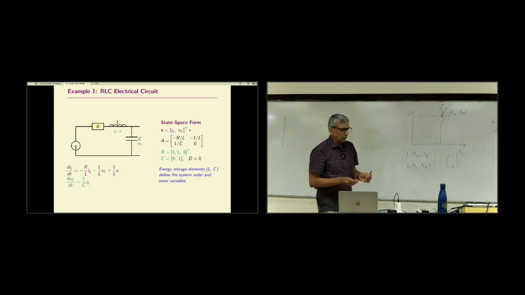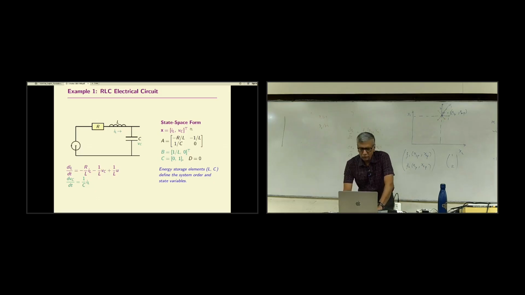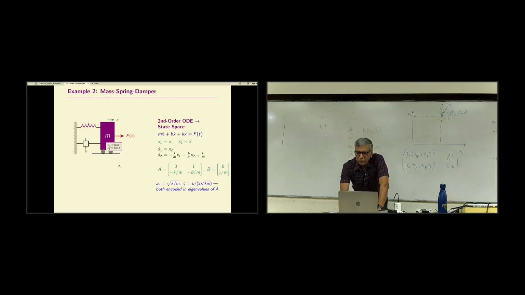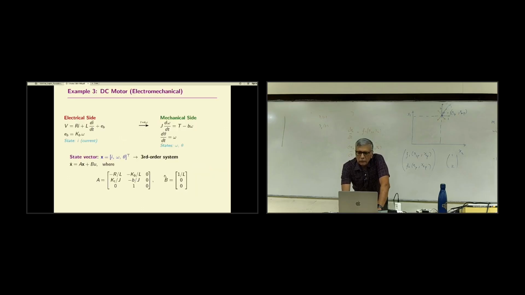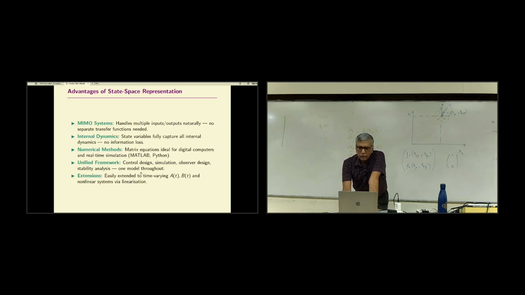Okay, so here are some popular state space models that you can see. An RLC electrical circuit, the A, B, C, D. Then you see a spring mass damper, which was mentioned, which is in this form. Then you have a DC motor, which has an electrical side. There's a state, which is the current. There are angular velocity and the angle of rotation of the mechanical shaft. So you have a third order system.